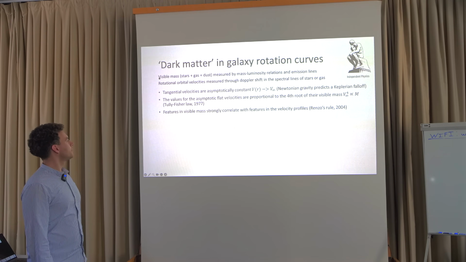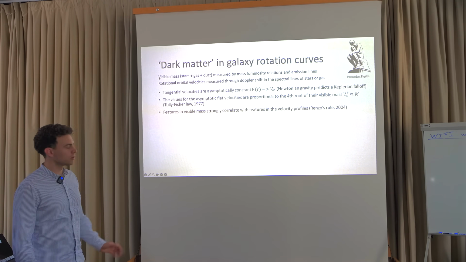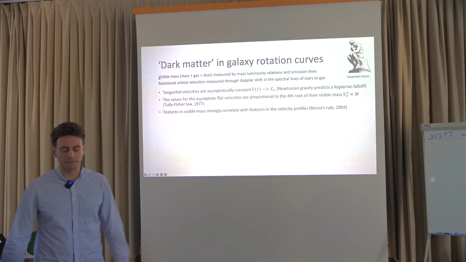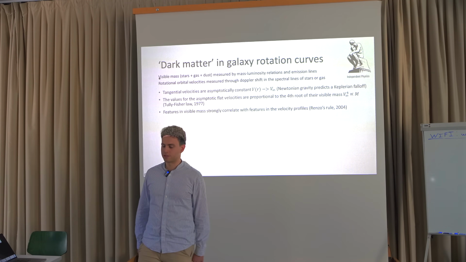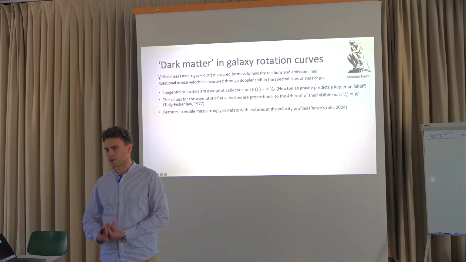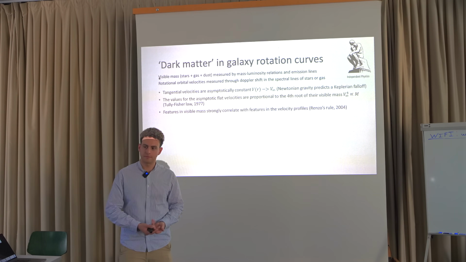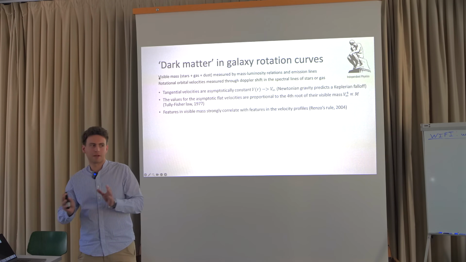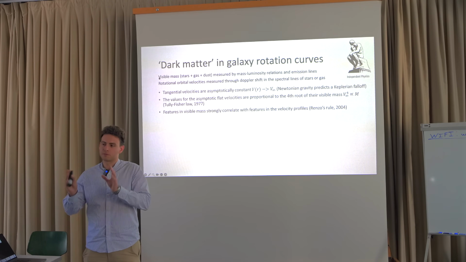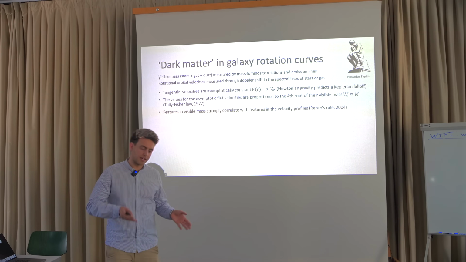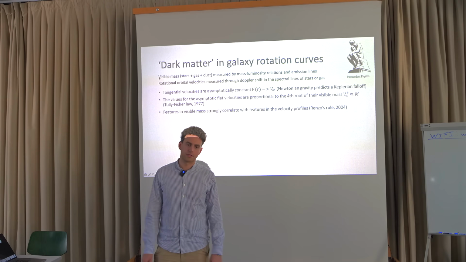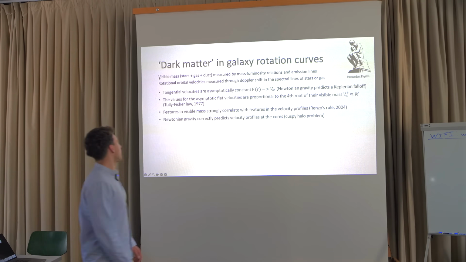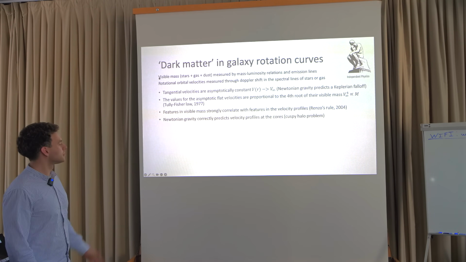Also, you get that features in visible mass strongly correlate with features in velocity profiles. This shouldn't be expected, or at least you shouldn't expect such a correlation with physical cold dark matter. When I talk about dark matter, I'm going to call it the effect, the observational effect. And when I say physical dark matter, I'm going to talk about the cold dark matter hypothesis, the mainstream idea. And this is very interesting.